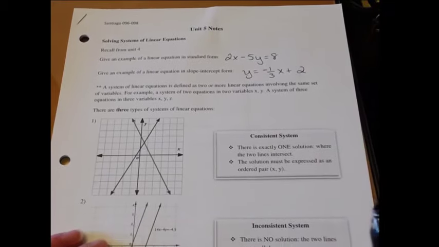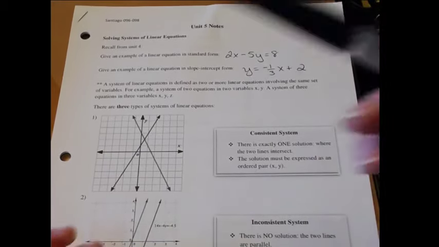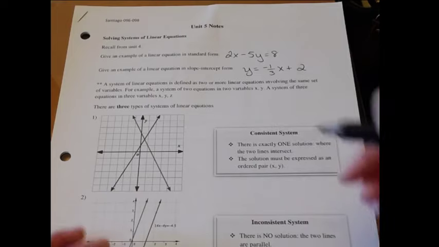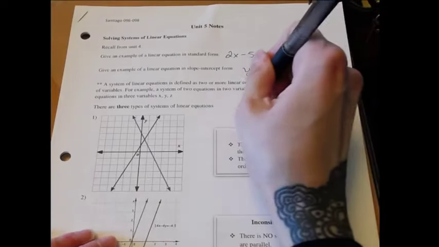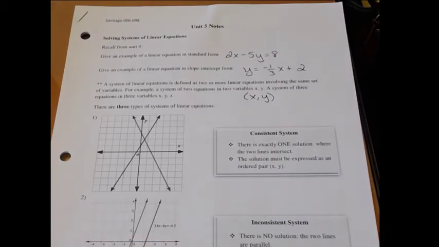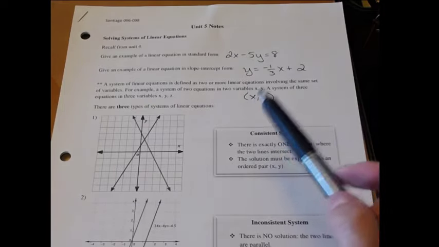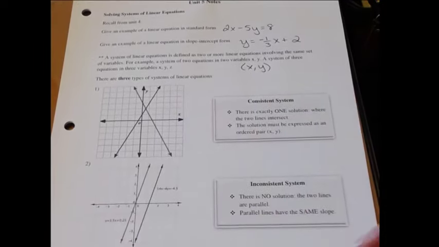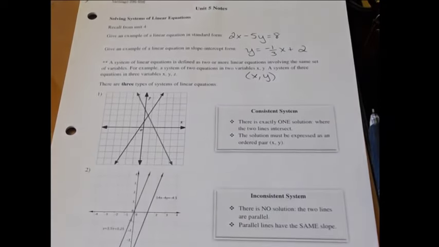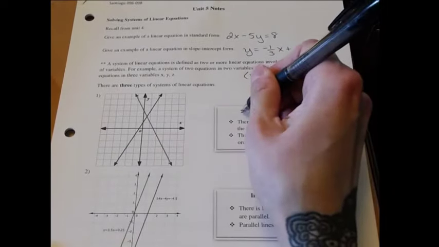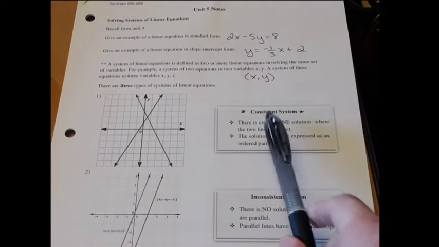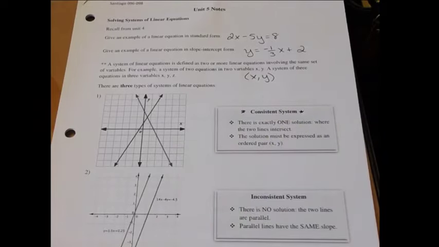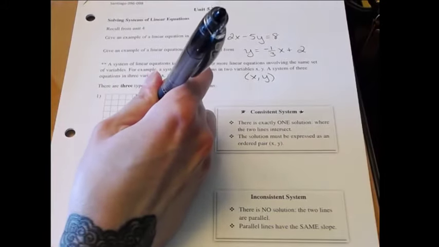Awesome. Next, we want to consider that when we write the solution to a system of equations, it's actually going to be in ordered pair form. All right, the solution to a system will always be an ordered pair. Remember from Unit 4 that it's an ordered pair because it's alphabetical order, x and then y. All right, we have three types of systems of linear equations. The first type is called a consistent system. We know that we have a consistent system when there's exactly one point of intersection, right?